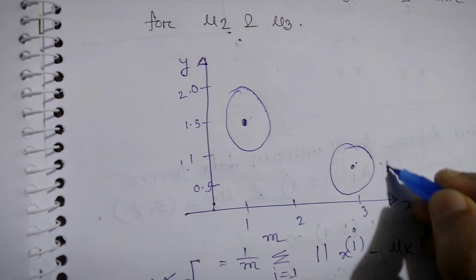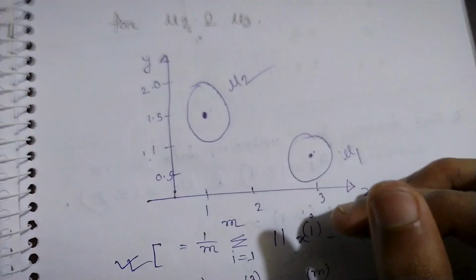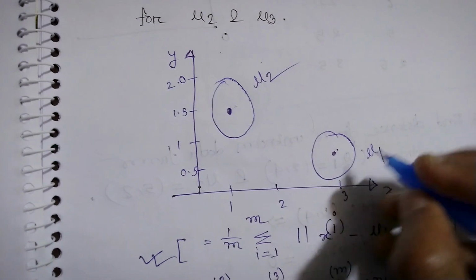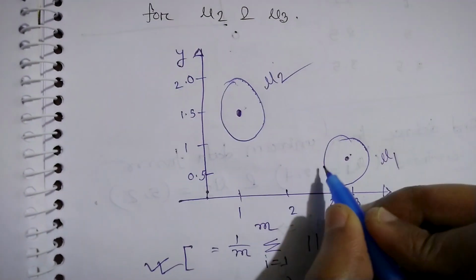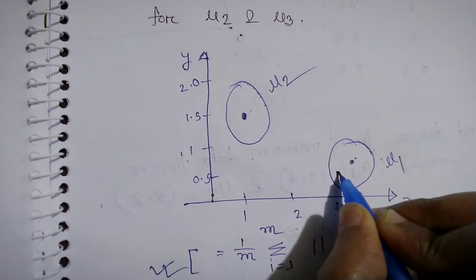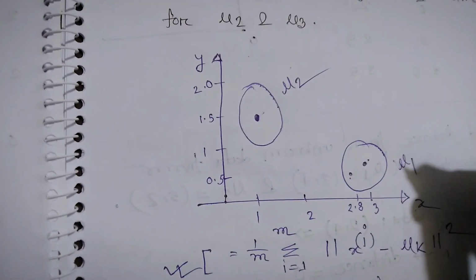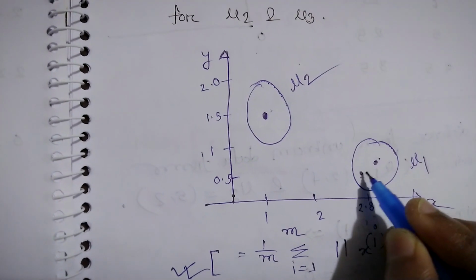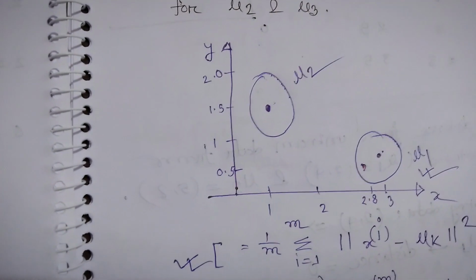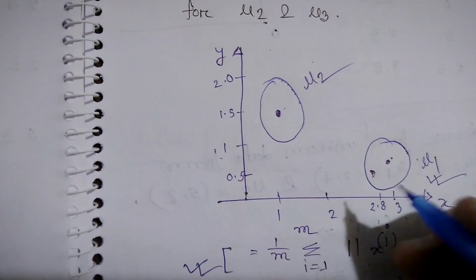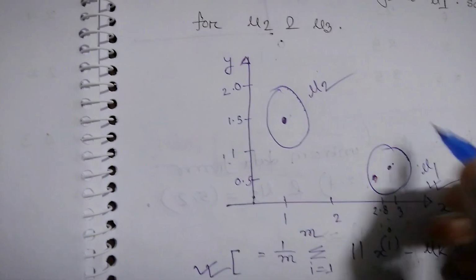So this is mu1, this is mu2. Within that you need to find a data point. Suppose your data point is this one, 2.8 and 0.5. Does this data belong to mu1 or mu2? How do you identify it? It is obviously close to mu1, so that's why it belongs to mu1, because this data point 2.8 and 0.5 is close to mu1, so it belongs to mu1, not this one.